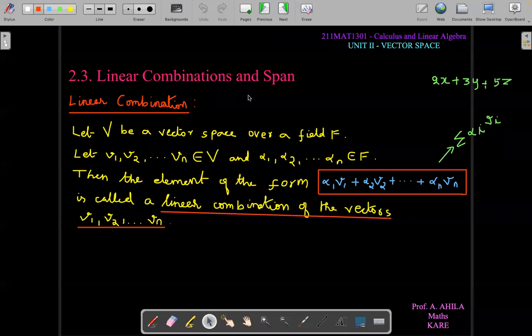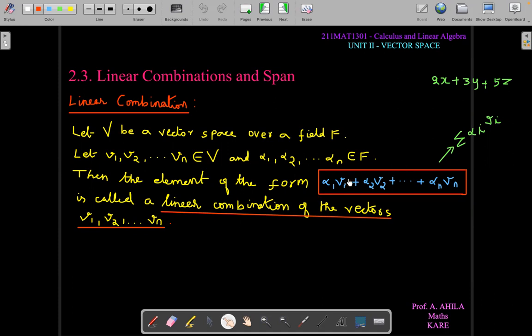2.3 Linear combinations and span. Linear combination, the definition is: let capital V be a vector space over a field capital F. Let small v1, v2, etc., vn belong to capital V, and alpha 1, alpha 2, etc., alpha n belong to capital F. Then the element of the form alpha 1 v1 plus alpha 2 v2 plus etc. plus alpha n vn is called a linear combination of the vectors v1, v2, etc.